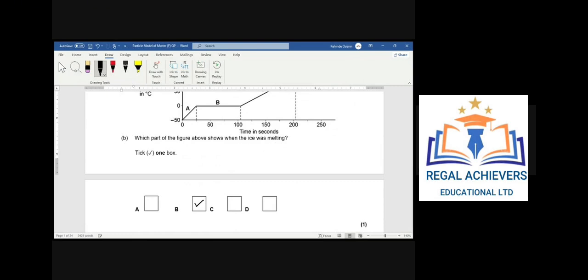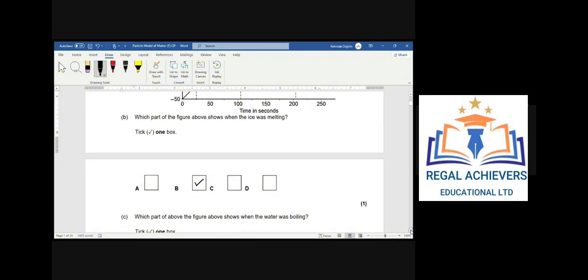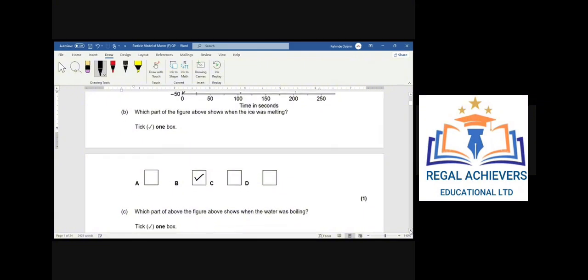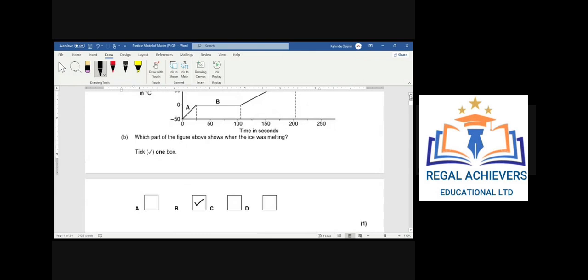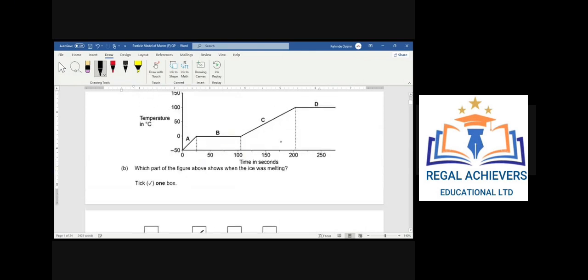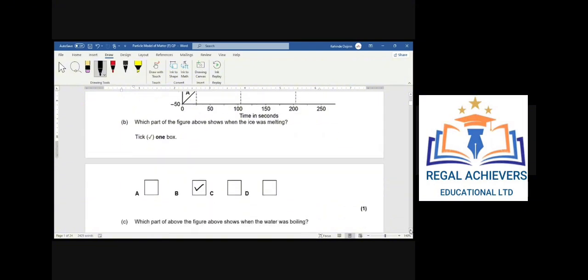Then moving forward to the next question, it says, which part of the figure above shows when the water was boiling? The answer is going to be, let's take a look at the picture again. That would be letter D. If you treat it like 100 degrees Celsius, that is when the water is considered to be boiling.